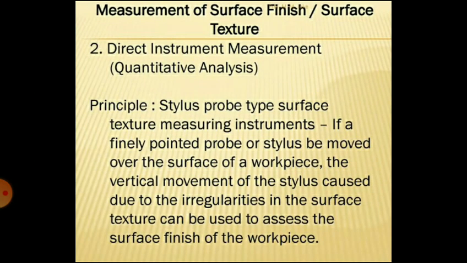Now, the second method of measurement of surface finish is direct instrument measurement, also called quantitative analysis. These are the methods of quantitative analysis. These methods enable us to determine the numerical value of the surface finish of any surface by using instruments of stylus probe type operating on electrical principles. In these instruments, the output has to be amplified, and the amplified output is used to operate an indicating instrument.